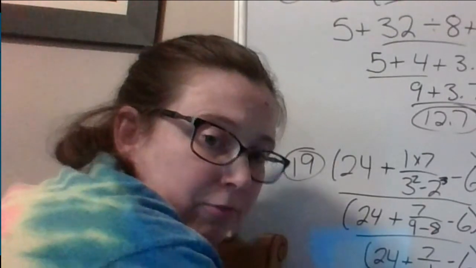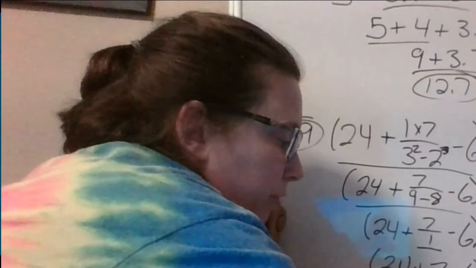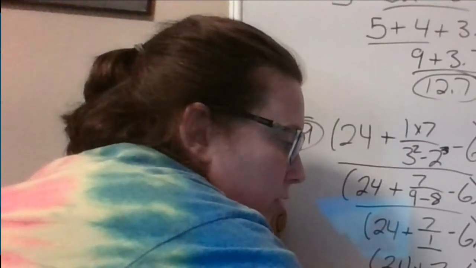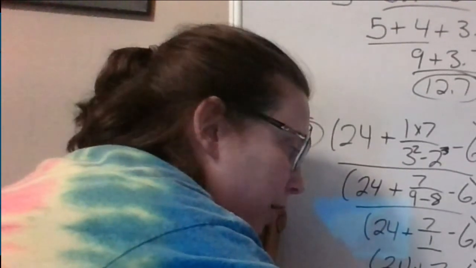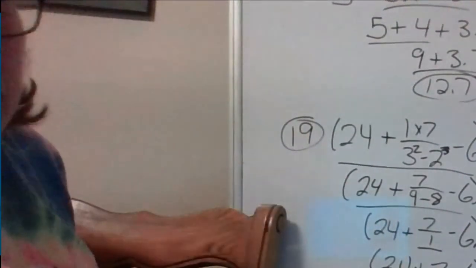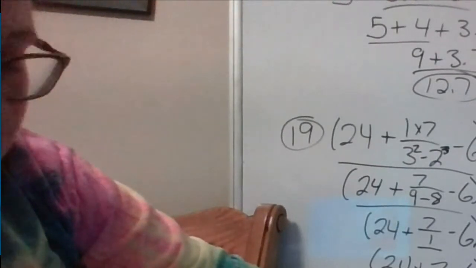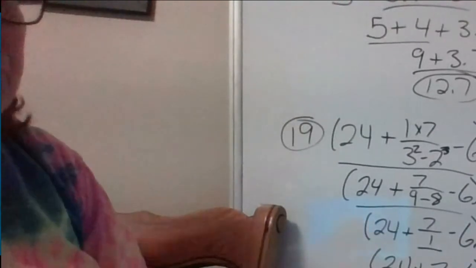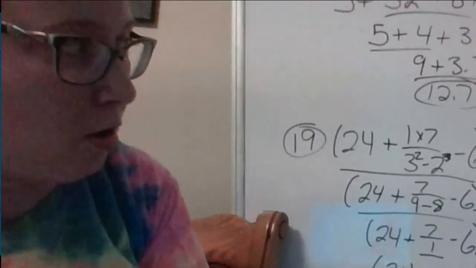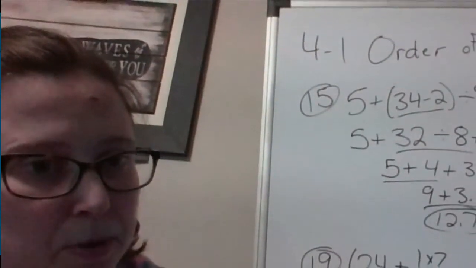5 squared means 5 times 5, which is 25. And finally, 25 divided by 25 is 1. And all of this original problem here simplified down to a 1 for our answer. So when we work through these order of operations, you need to stay calm, remember your order of operations, remember to go step by step.